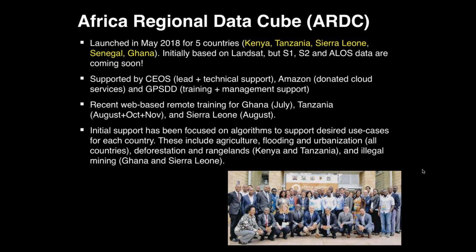So since May, there's been a number of interactions with countries through this training and through other ways where we focused on algorithms and use cases. So we've been looking at a number of products: agriculture, flooding, urbanization, deforestation and rangelands, specific to your country. Illegal mining has been an issue in Ghana and Sierra Leone. And so all of this is quite exciting, and we're hoping to continue to work with you so that you know how to make all these products on your own.